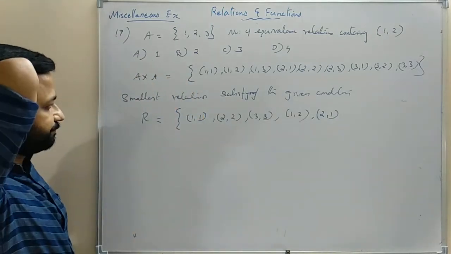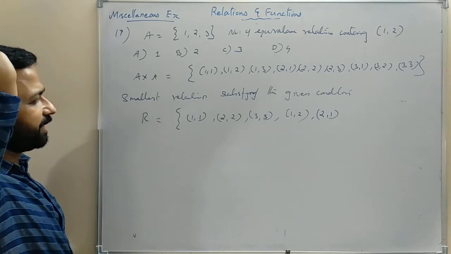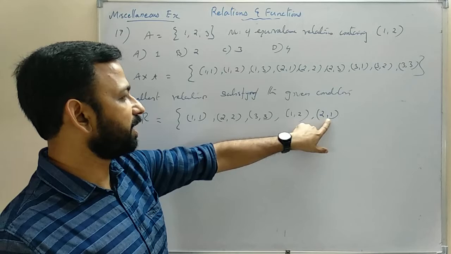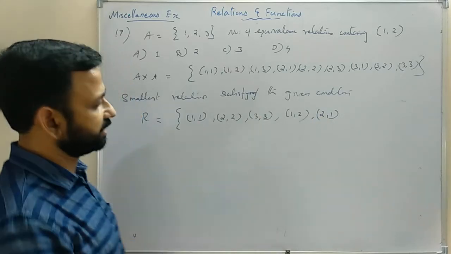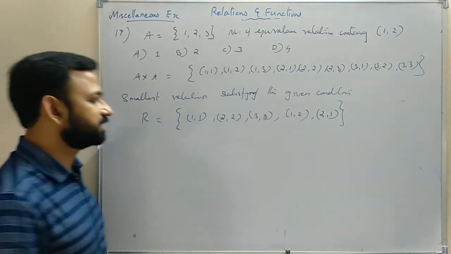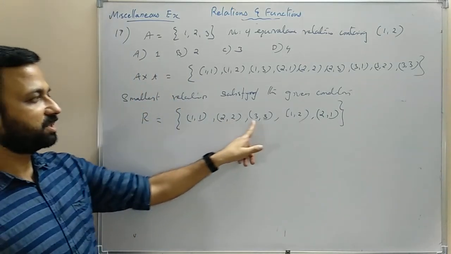Now it should be reflexive, symmetric and transitive. So here (1, 2), (2, 1), then ordered pair (1, 1). So this relation is reflexive, symmetric and transitive. (1, 1), (2, 2), (3, 3).